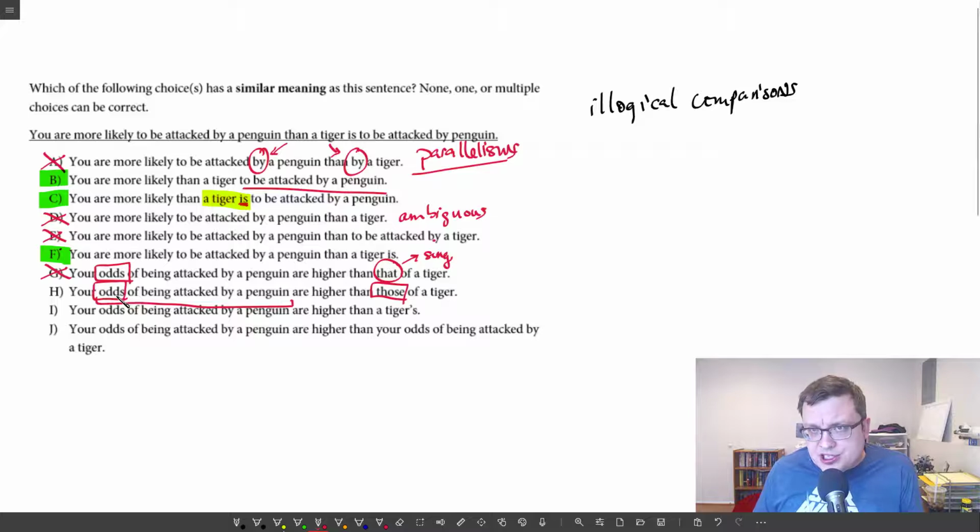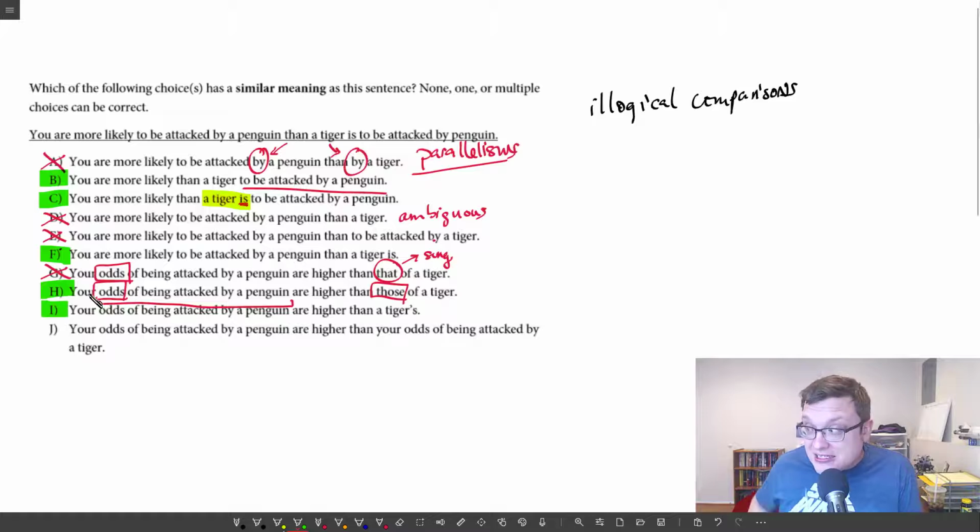So one option, if you're not sure if this works, is take this thing it's standing in for and plug it in for "those." So your odds of being attacked by a penguin are higher than the odds of being attacked by a penguin of a tiger. Sounds awkward, but the point is, it is matching the original. It is fitting in with what the original is trying to do because we're comparing your odds of being attacked by a penguin to the tiger's odds of being attacked by a penguin.